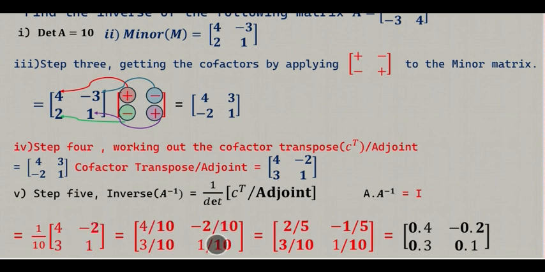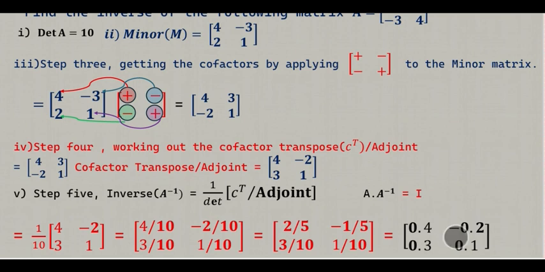All right, when you multiply 1 over 10 times 4 you get 4 over 10. 1 over 10 times negative 2, you get negative 2 over 10. 1 over 10 times 3, you get 3 over 10. 1 over 10 times 1, you get 1 over 10. And you can simplify them further. Of course, you're going to get 2 over 5, negative 1 over 5, 3 over 10, and 1 over 10. Of course, you can also make them decimals, and this is what you actually get.